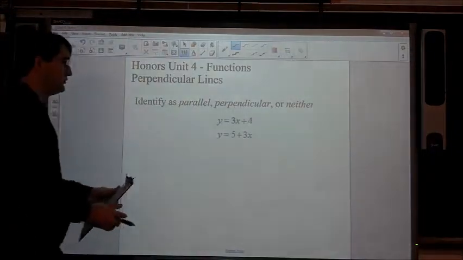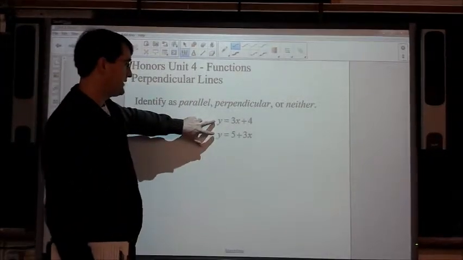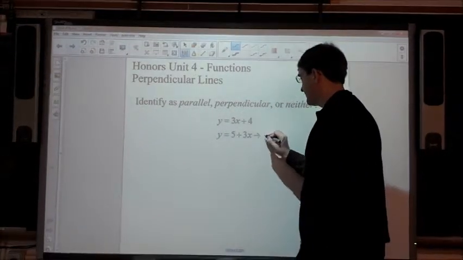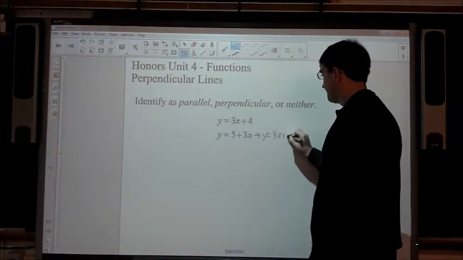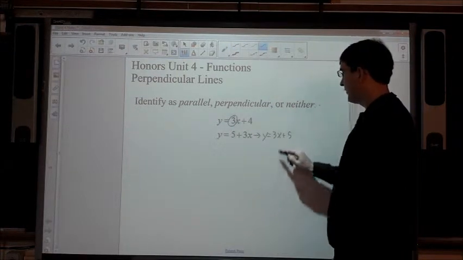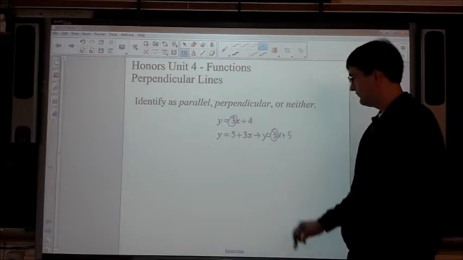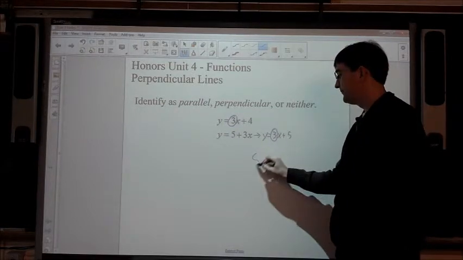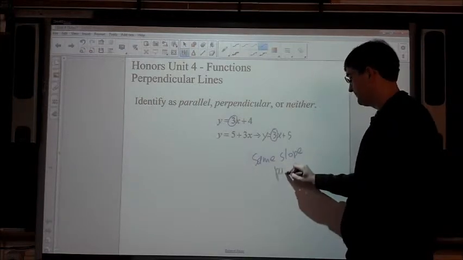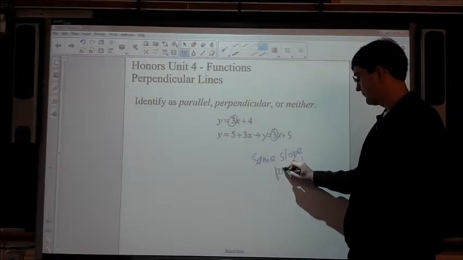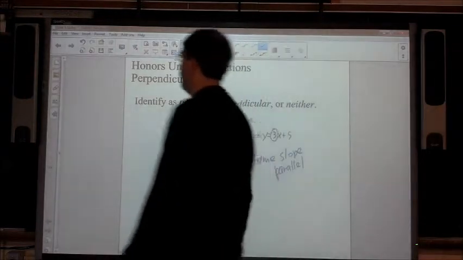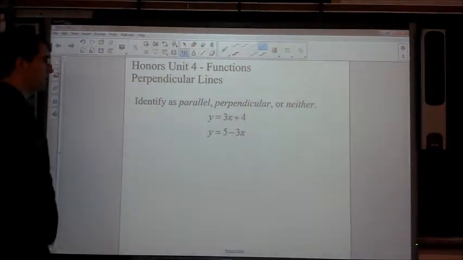We have two equations. Y equals 3x plus 4, y equals 5 plus 3x. Right away, I'm going to rewrite this. Y equals 3x plus 5. Slope of this line is 3. Slope of this line is also 3. They're the same, so they're parallel. Same slope, parallel. Nothing more really needs to be said. If they're the same slope, then they're parallel.